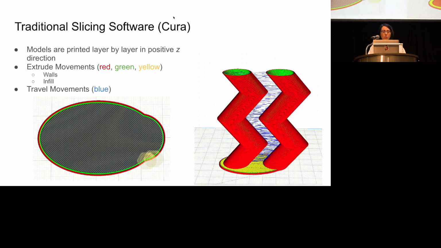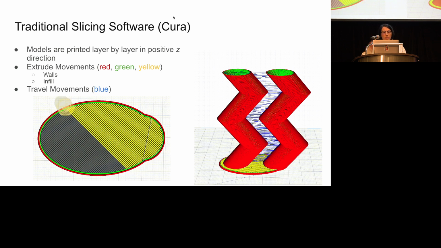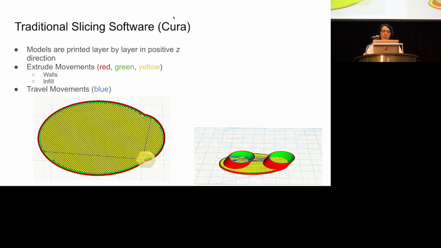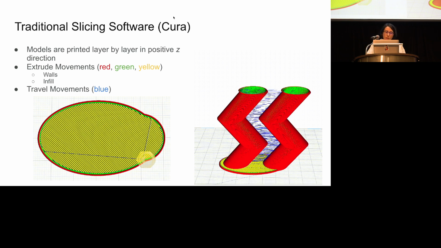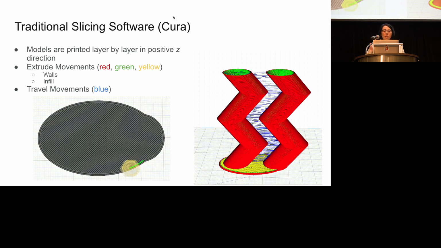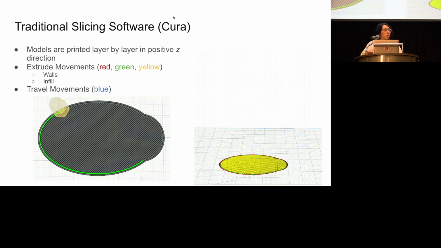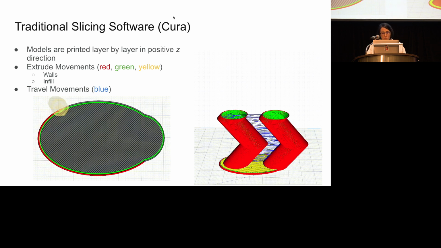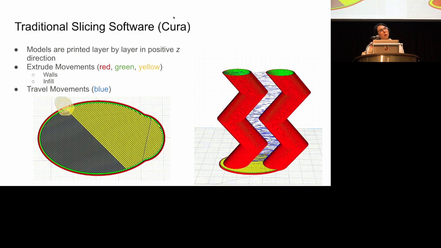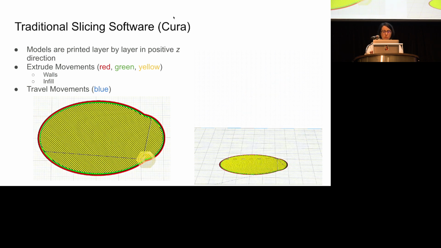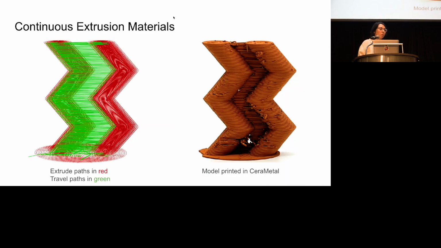In traditional slicing software, models are printed layer by layer in a linear positive Z direction. Everything within a layer is printed before the print head moves up to the next layer. And there are two types of movements that the printer makes. Extrude movements, in which the printer is depositing material to build up your model, and travel movements, in which the print head is moving from one area of a model to another. And it's important to note that no material is supposed to be extruding during the travel movements. However, with certain materials, this is not always the case.